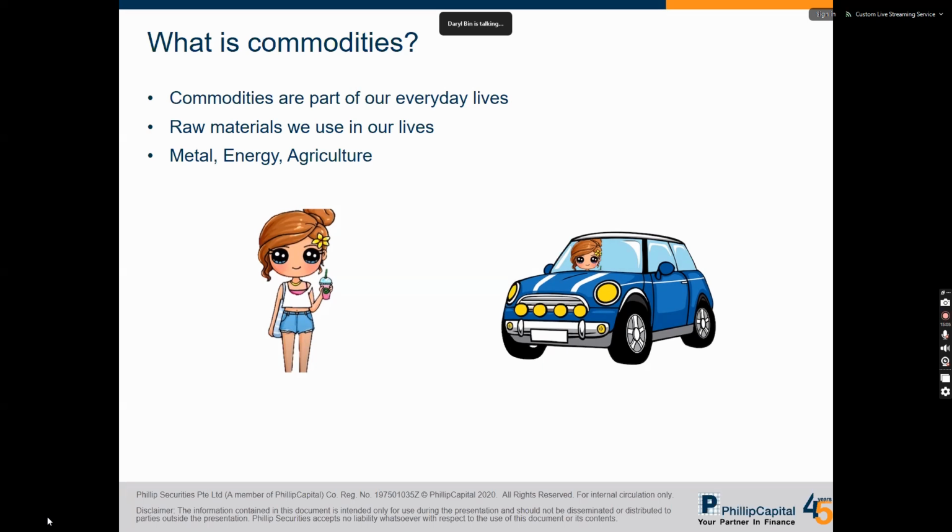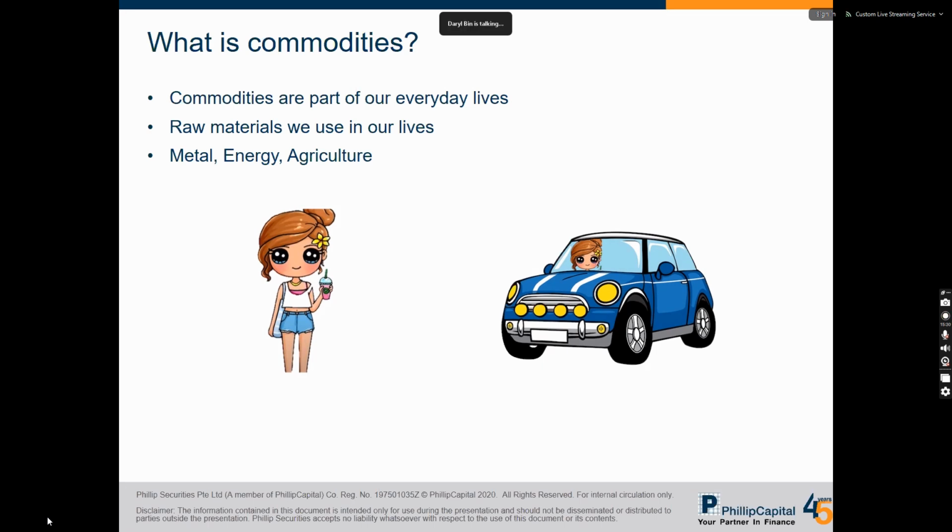And where she gets them is from online shopping, like maybe Taobao, Shopee, which also requires oil, another commodity. So what is she holding? She's holding a cup of coffee, which is also another commodity. Girl being girl, she likes to dress up. Maybe she likes to buy gold, buy silver, which are also commodities.